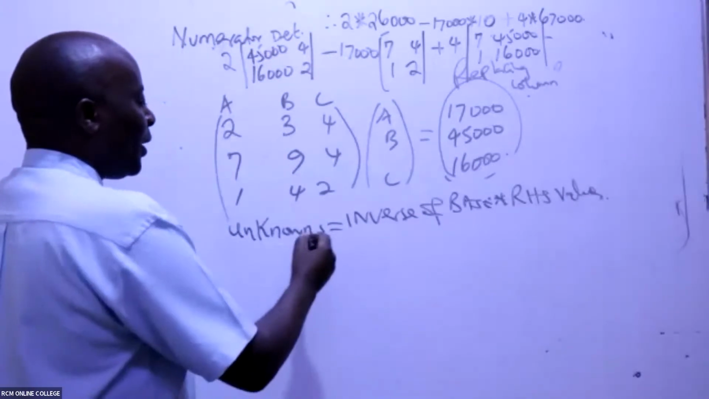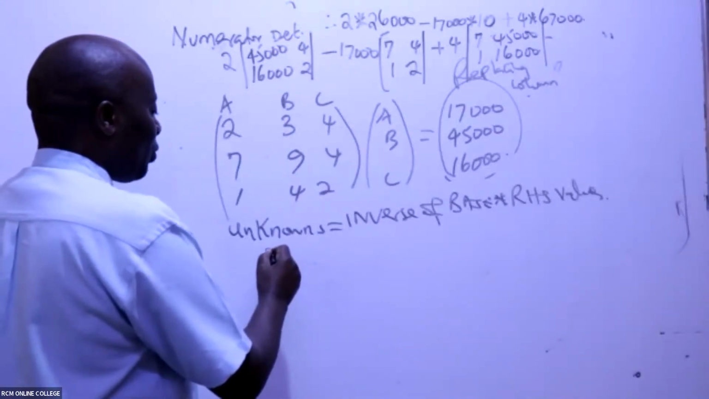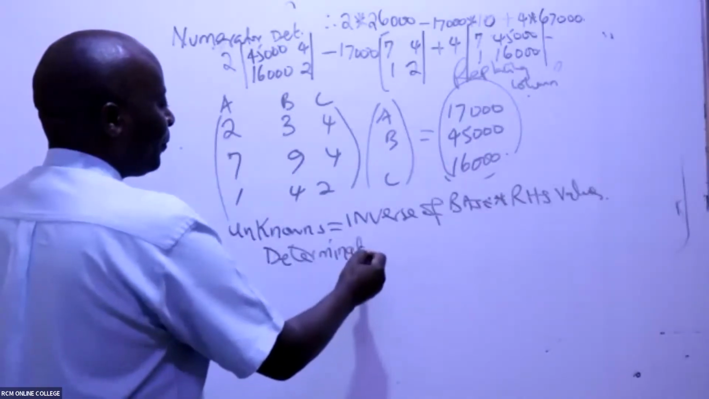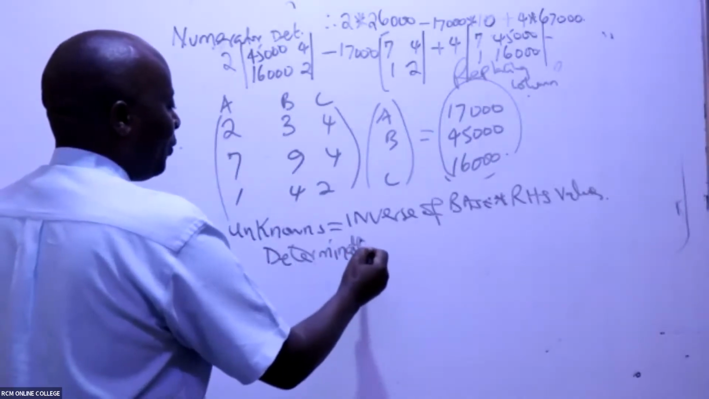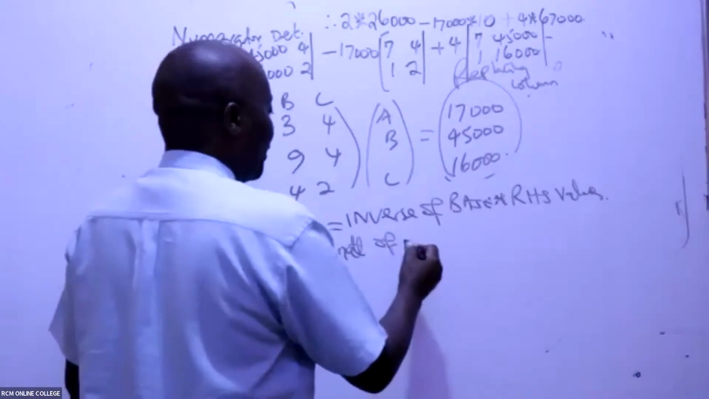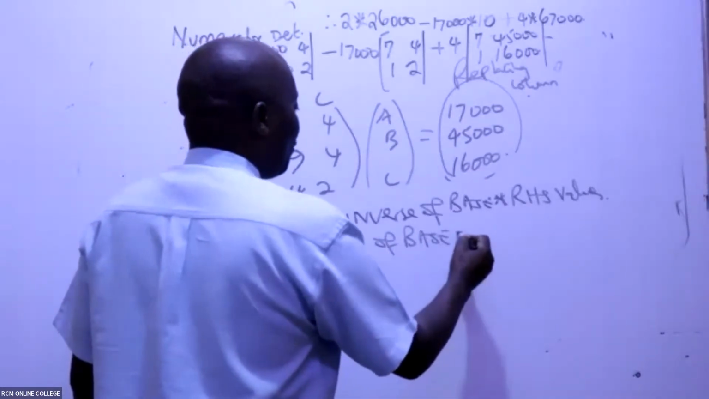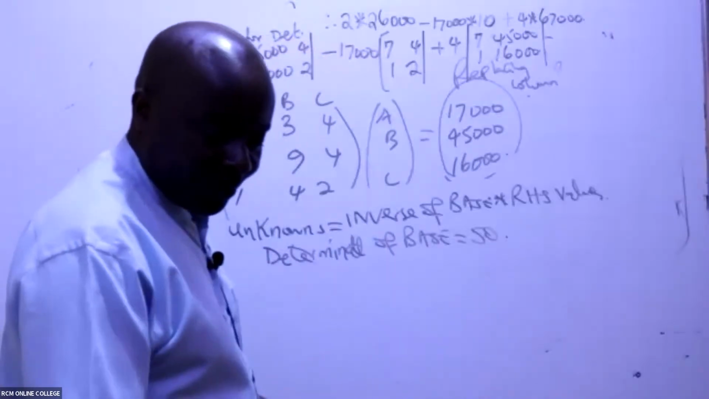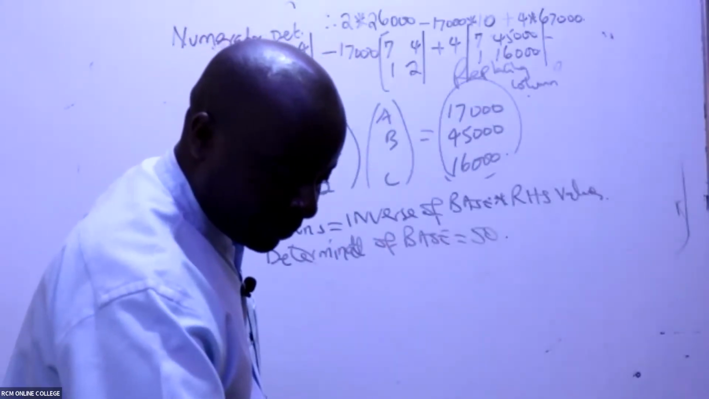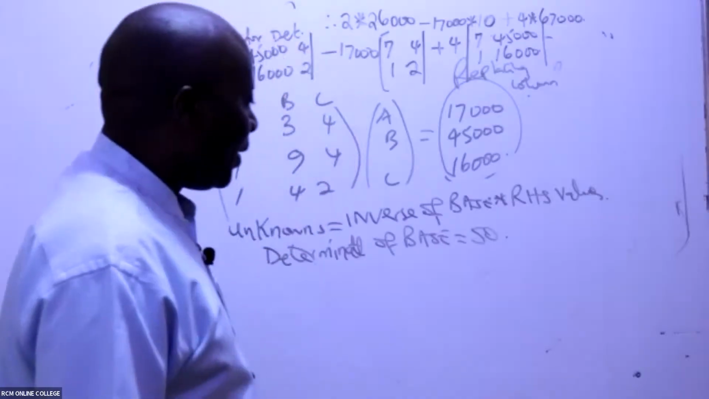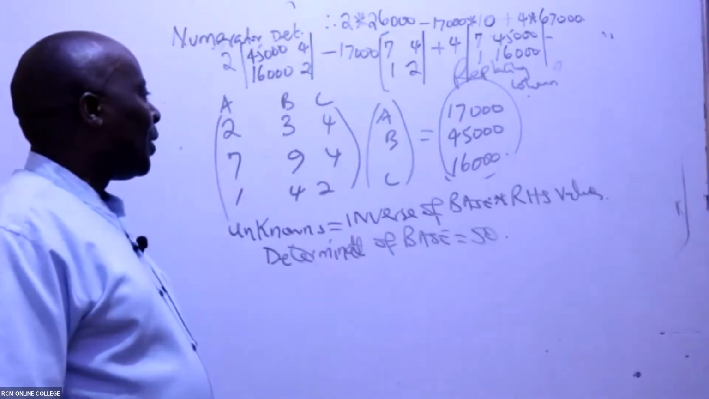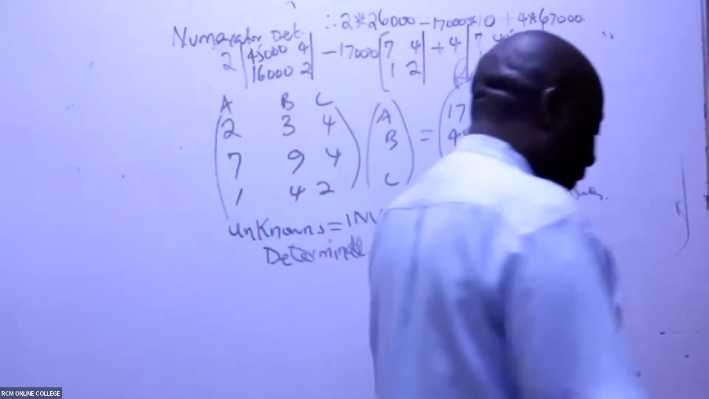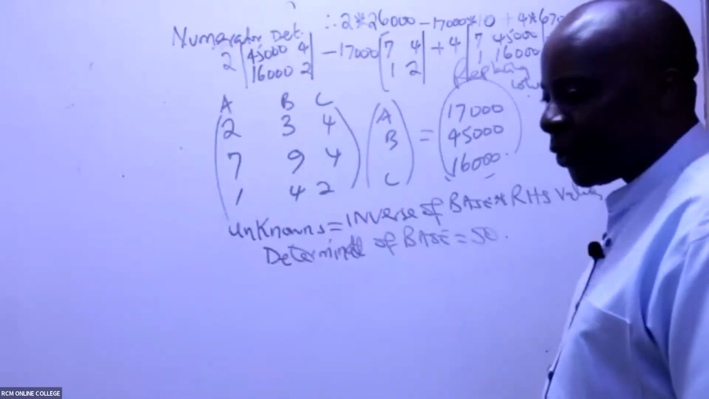To get the inverse of the base, first of all, give us the determinant of the base. I believe all of us are in agreement that the determinant of the base, in this case here, is 50. Is that okay?